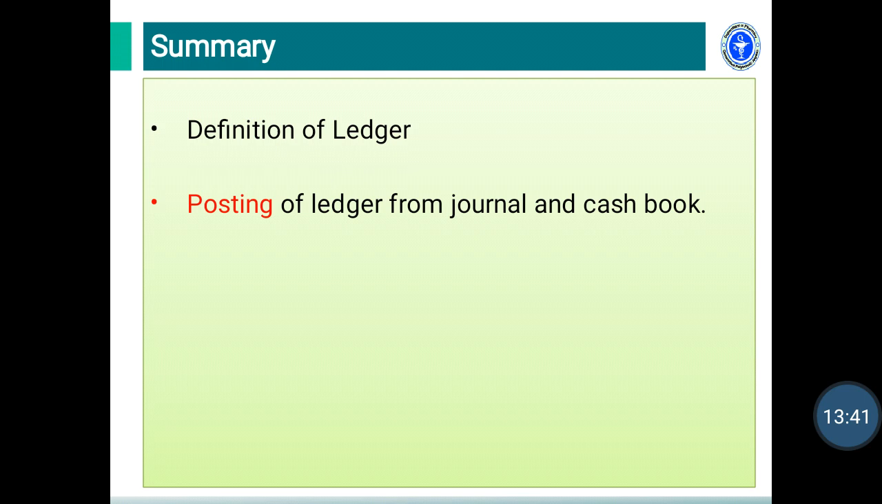Summary of this session. In this session we learned about the definition of ledger, and we discussed the posting of transactions from the journal and the cash book in the ledger. So it is all about the ledger.